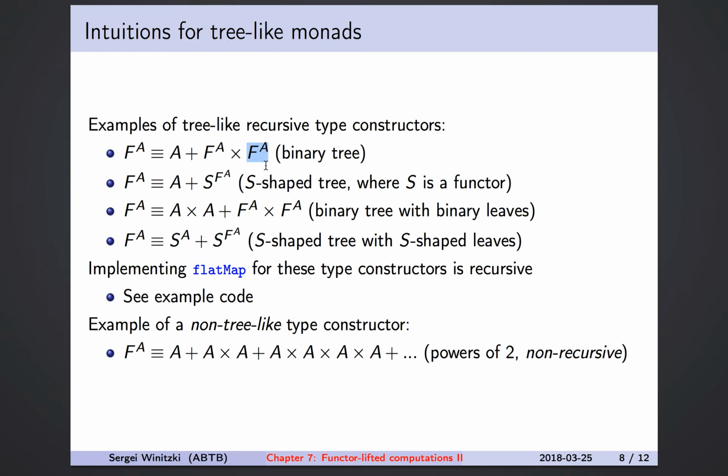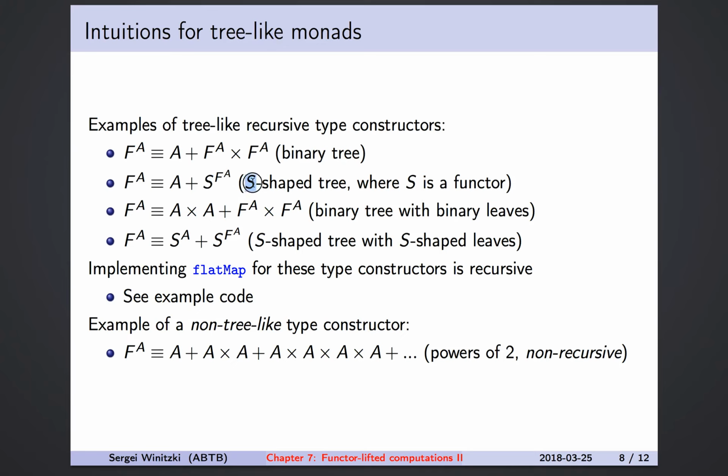And this also can be maybe a pair. And so this is a pair, and this is another pair, and that just keeps splitting until it ends with a leaf. Another possibility of generalizing this kind of construction is to say, well, actually, this is a functor. This is a pair of f and f. Let's say that the pair of f and f is a functor applied to f. Let's call this functor S, the shape. And so then it will be an S of f of a.